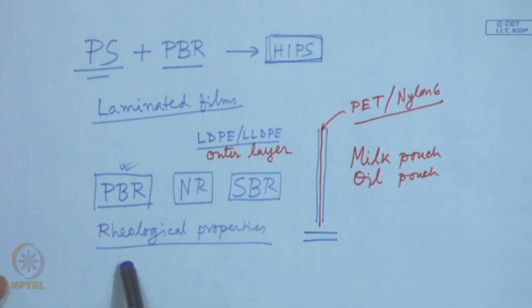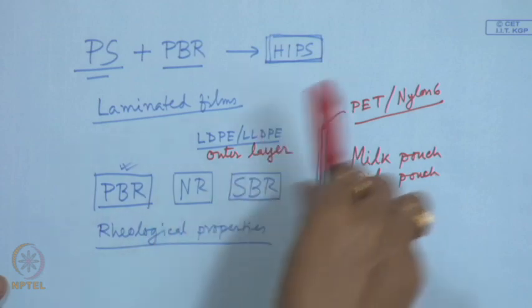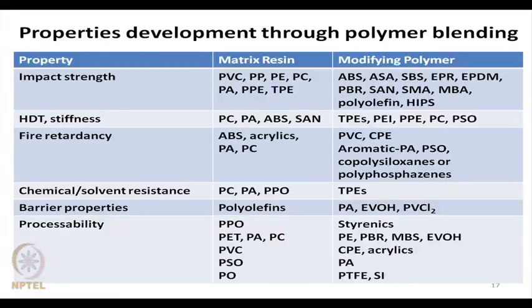Then a second polymer can help to develop good processability, that means viscosity or flow characteristics during extrusion or injection molding or film blowing, etc. So, here say processability of polyphenylene oxide can be improved if some quantity of styrenic polymer can be blended with polyphenylene oxide.